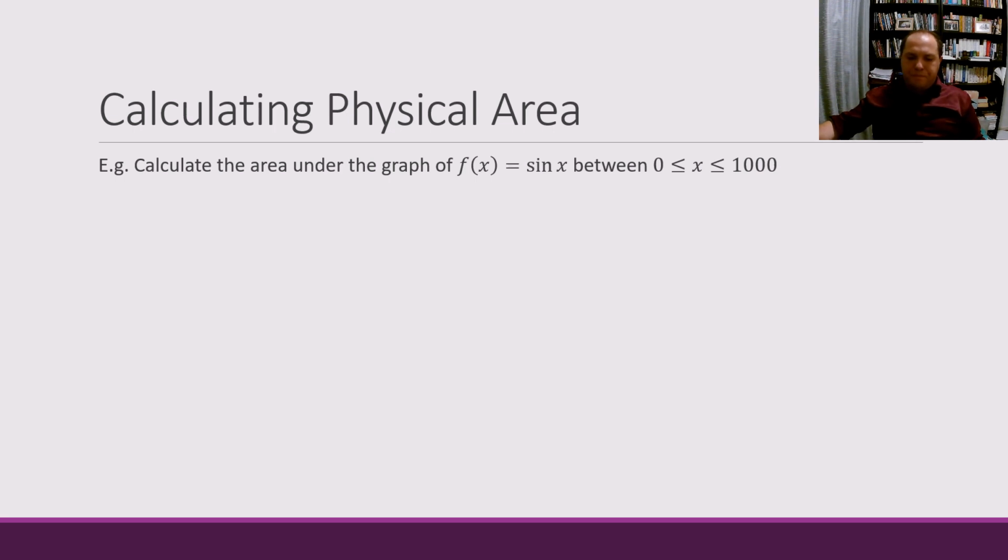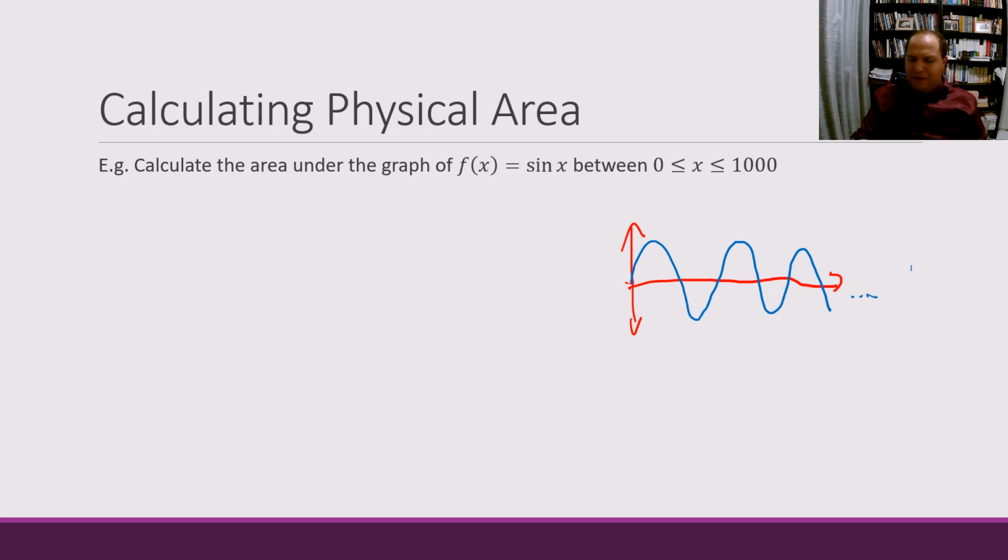Alright, so our first thought is to try and calculate the area under the graph, sine x, between 0 and 1,000. Now, before jumping straight into this one, I do want to have a little thought experiment, I guess you could call it, thinking through what this will look like. So our sine curve, there's 0. Our sine curve will go up and down, starting from 0 all the way along. And eventually we're going to end up at 1,000.